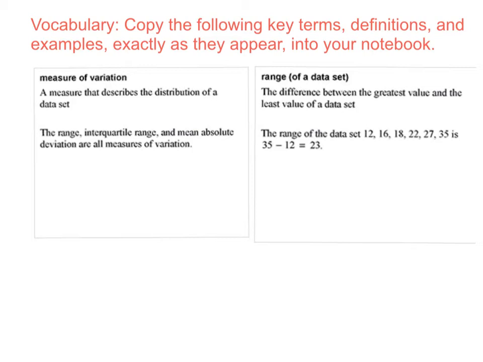Copy the following key terms, definitions, and examples exactly as they appear into your math notebook. Measure of variation. A measure that describes the distribution of a data set. The range, interquartile range, and mean absolute deviation are all measures of variation. Range of a data set. The difference between the greatest value and the least value of a data set.